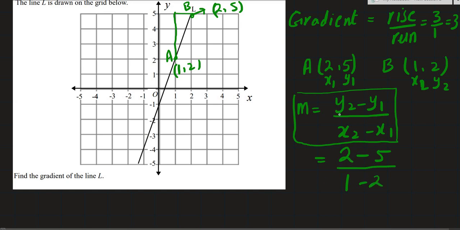We just substitute the values in this formula, Y2 minus Y1 over X2 minus X1, and the values are already given at the top. So now 2 minus 5 is going to be minus 3, and 1 minus 2 is going to be minus 1. So minus 3 divided by minus 1 is going to be 3. Now you can see that with the help of the formula we get the same answer as using rise over run as well.